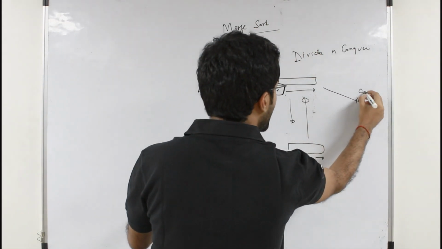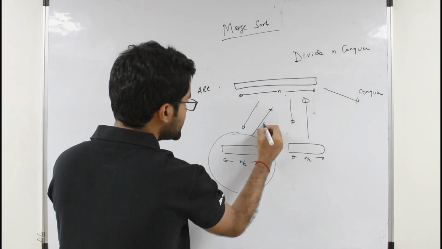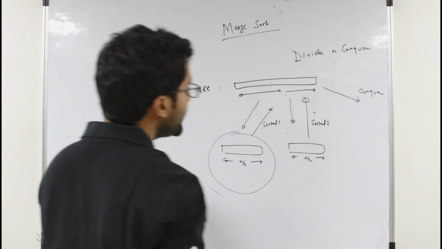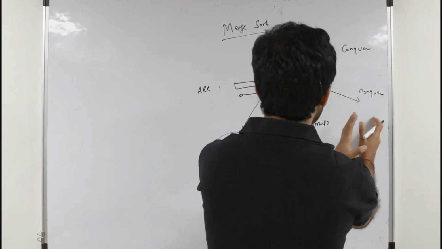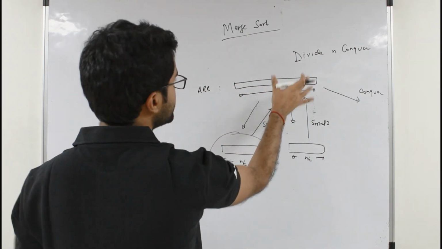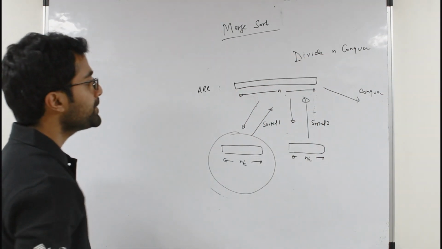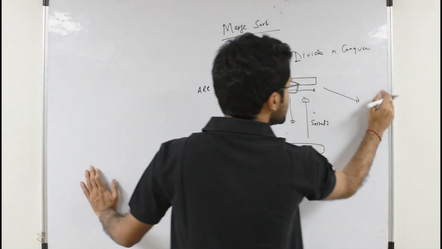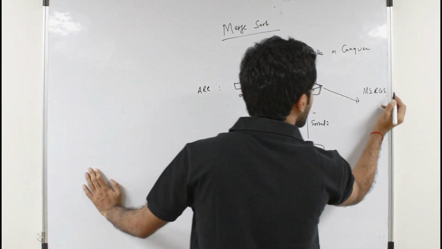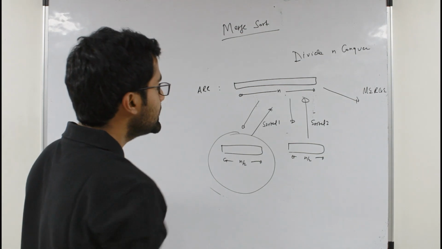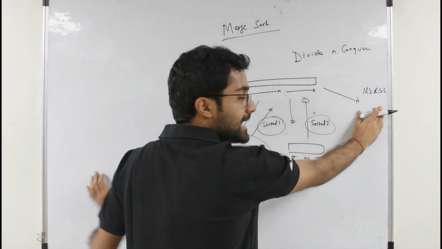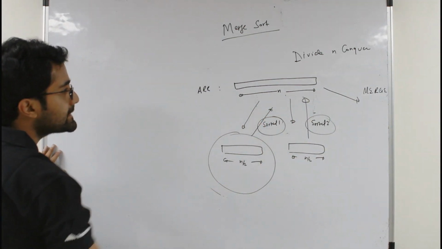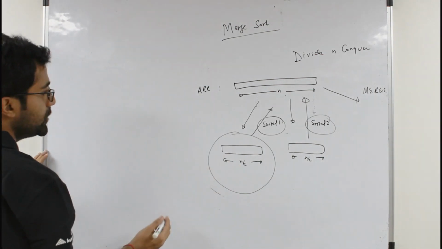So now finally I need to conquer the two sorted portions. This is sorted 1, this is sorted 2. Somehow I need to conquer these two sorted portions such that I get the eventually sorted array of the larger problem. So how do I do that? This conquer step with respect to merge sort is called the merge procedure. What the merge procedure does is it receives two sorted arrays and merges them into a final sorted array. Let us try to understand how the merge procedure would actually operate.